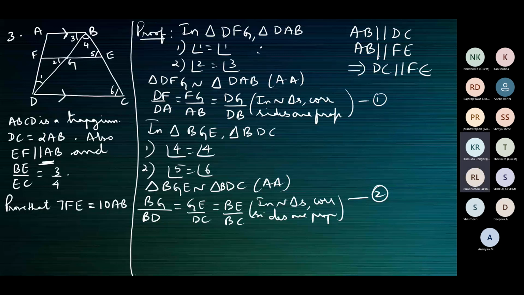Please, that's all. It's very numerical. So BG by BD also will be 3 by 7. GE by DC also will be 3 by 7.